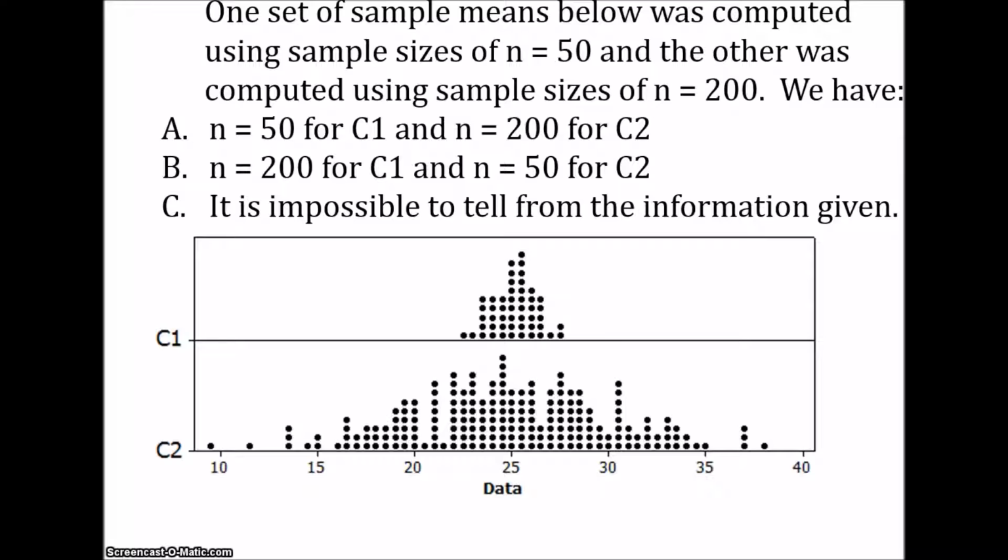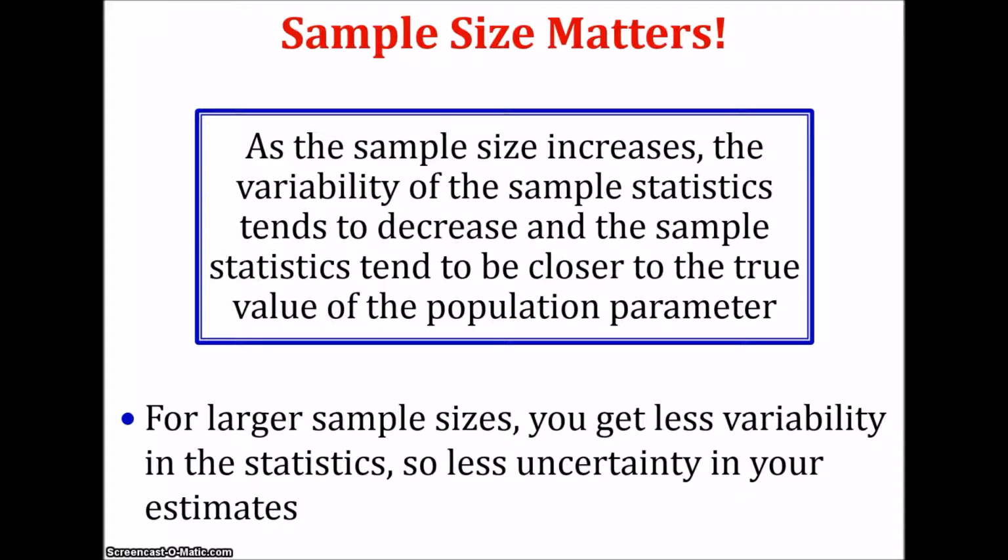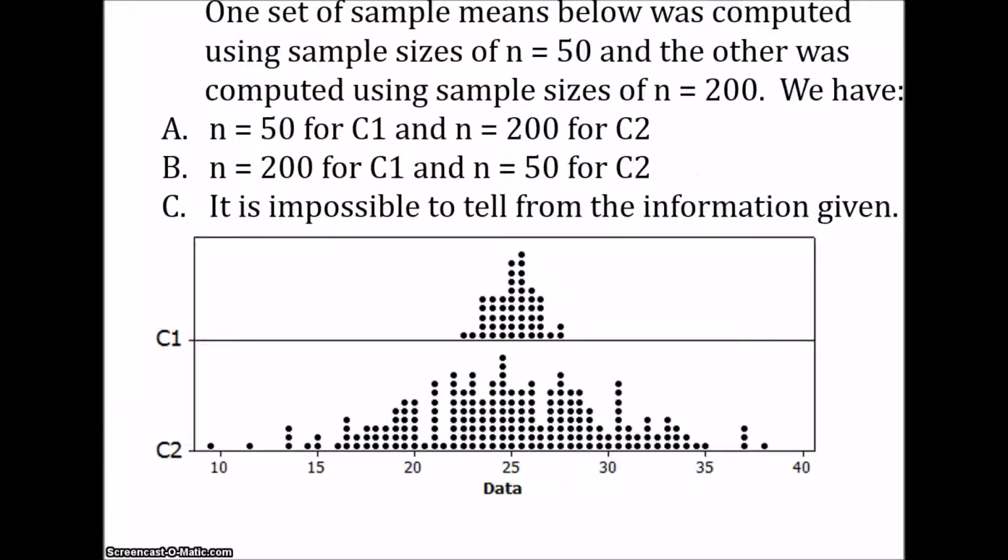So C1, remember, if we have more variability with a smaller sample size and less variability with a larger sample size. So when we have a less spread out distribution like we have up here, that means that it's coming from a larger sample size. And here, down in the bottom with C2, we have a more spread out data set. So that's going to be associated with a smaller sample.